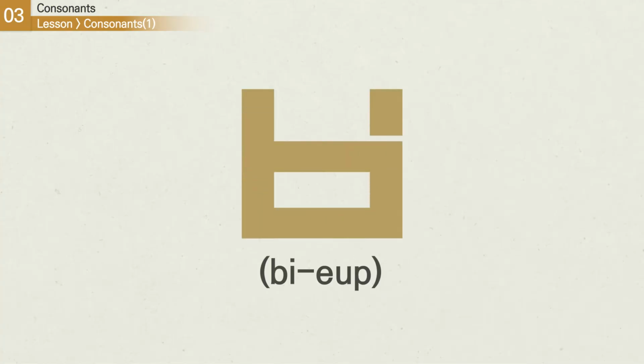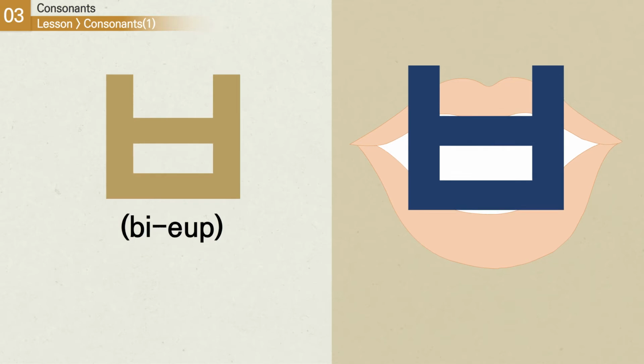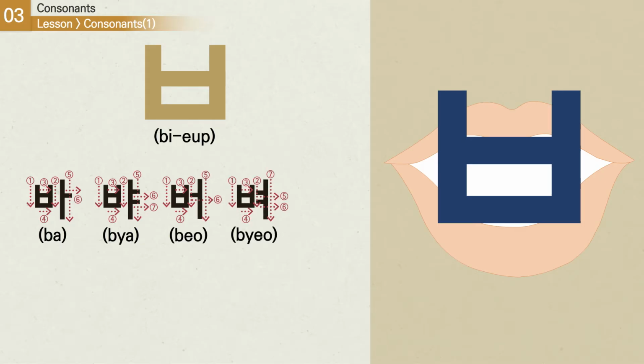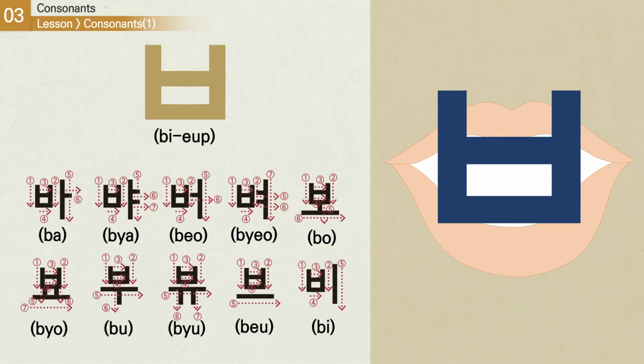Next, if we add strokes to mium, we can make the character piup. Piup, like mium, is pronounced by putting your lips together first and then opening them. While mium is a nasal sound, piup is not. Listen carefully. 파, 퍄, 퍼, 펴, 포, 표, 푸, 퓨, 프, 피.